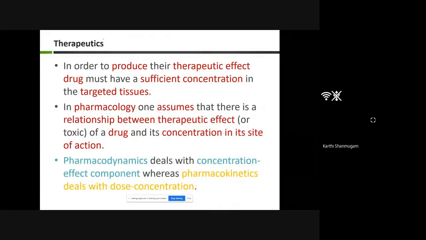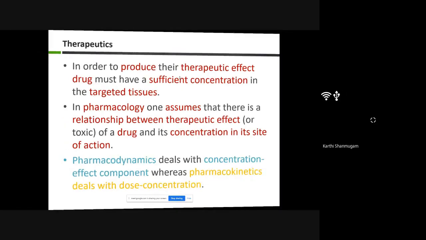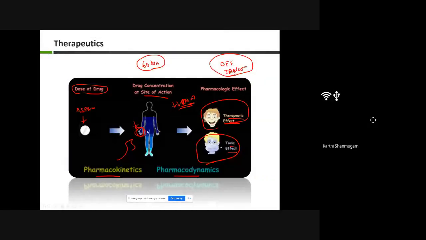So what is meant by therapeutic? I gave a few definitions for therapeutic. In order to produce the therapeutic effect, the drug must have sufficient concentration in the targeted tissue. This point is very important. Again, I go back to the previous slide. You are taking some drug molecule, and if the concentration of the drug molecule at the site of action is not sufficient, then we cannot expect the expected therapeutic effect. So the concentration at the site of action is very important.